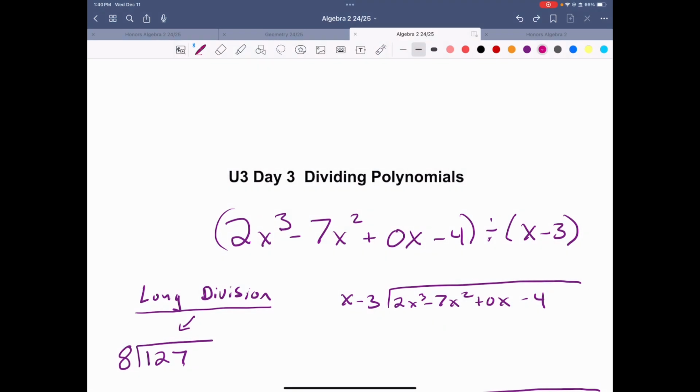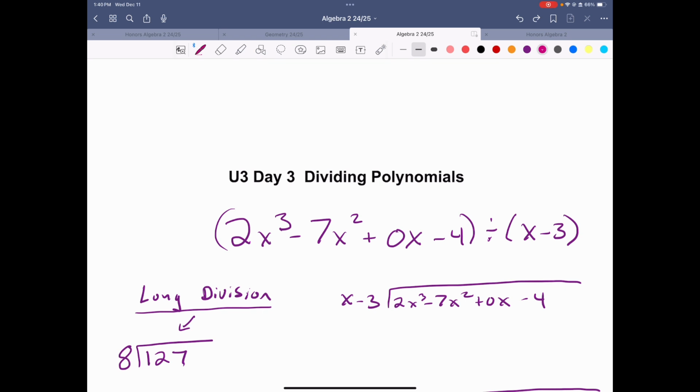All right, so we're going to start day 3 of Unit 3. We've added, we've subtracted, we've multiplied. Now we're going to go ahead and divide polynomials. It's kind of the next logical step. So I've got 2x cubed minus 7x squared plus 0x minus 4, and I'm going to divide that by the binomial x minus 3. Now there are really two ways that we can do this.